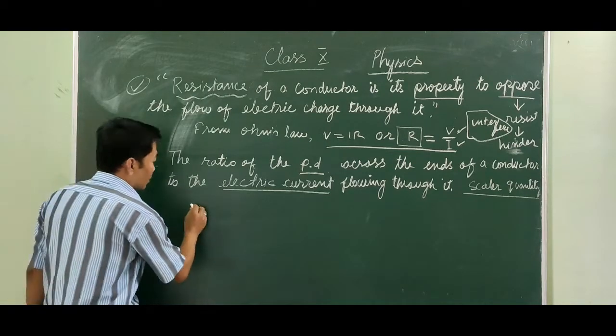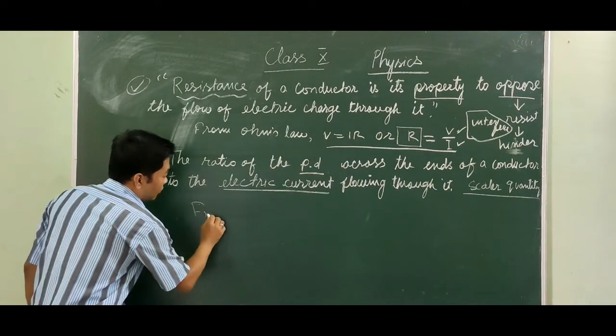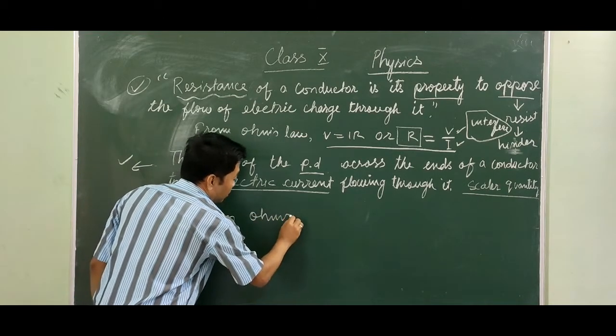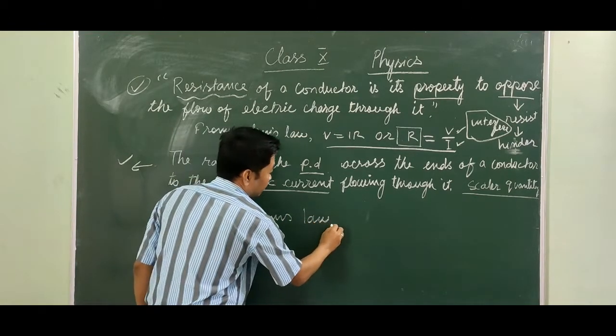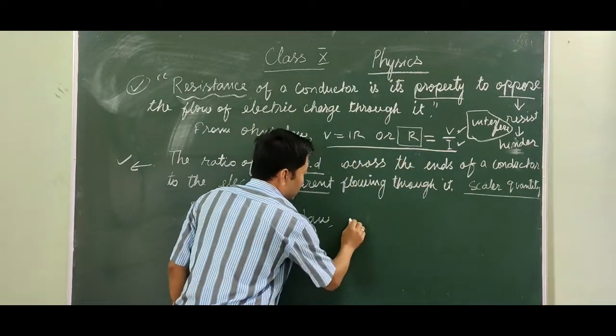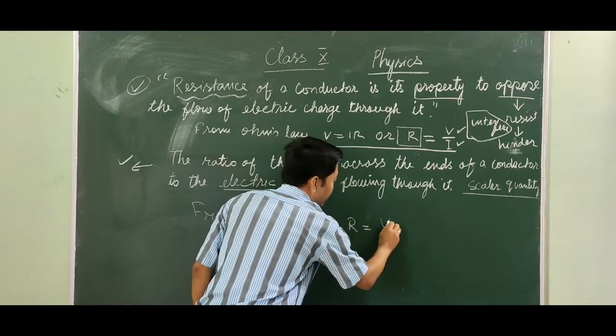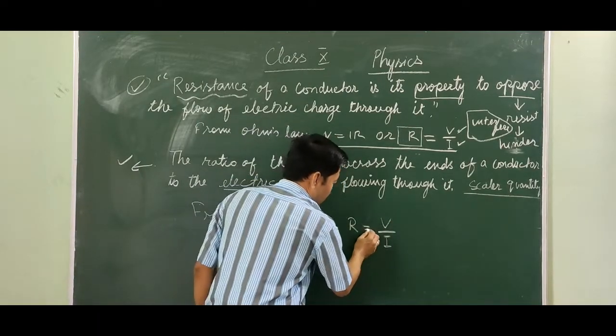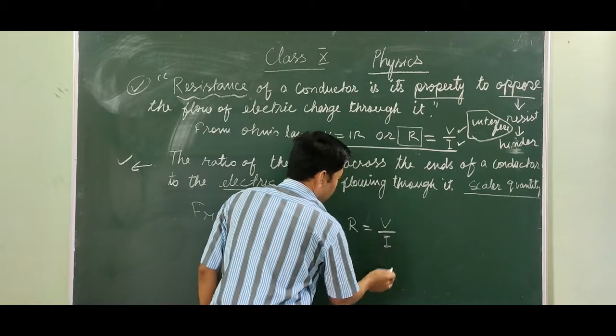Now see, from Ohm's law, we know that, we'll take this directly, we'll not write the other one, okay? So R equals V by I. V is the potential difference in volts, and I is the current, right?